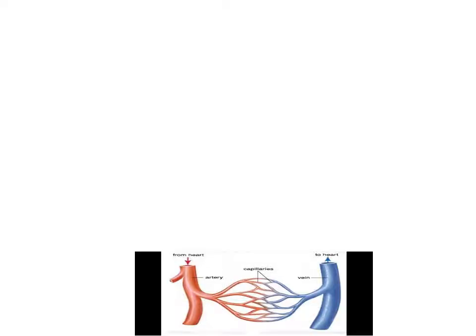So firstly we will discuss blood vessels. What are blood vessels? These are tube-like structures which contain blood, and they transport the blood from one area to another area. It's a simple layman definition of blood vessels.